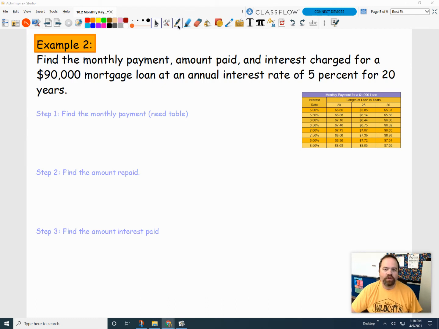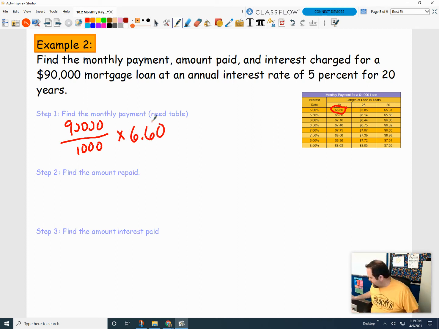Okay, so first things first. I'm going to look at my table here. Monthly payment, the amount paid, interest. So we're going to do all 3 steps here. An annual interest rate of 5% for 20 years. So 5% for 20 years. 660 is our magic number if you can't see that in the table. So to figure out their monthly payment, I'm going to take $90,000 and divide that by 1,000 and then multiply that by $6.60. Grab my handy calculator here.